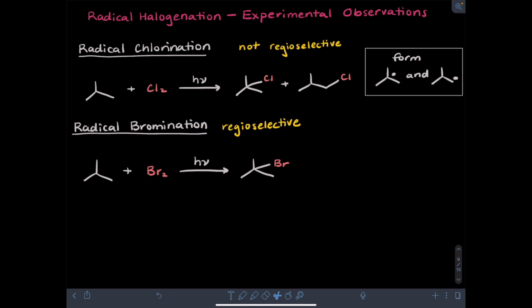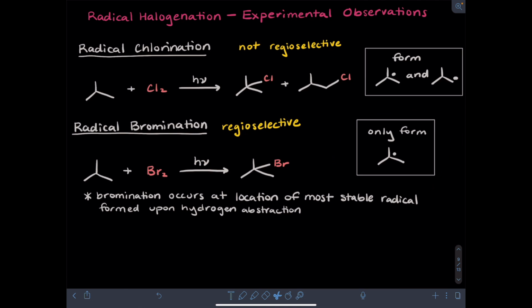Instead, radical bromination is regioselective, and the bromine is selectively added to the most substituted position with a C-H bond present. This reaction is regioselective because you selectively form the tertiary carbon radical. This is because the rate-determining step, the hydrogen abstraction step in the case of bromination, is endothermic. And the fact that this step is endothermic means that there is a preference for forming a more stable radical intermediate.